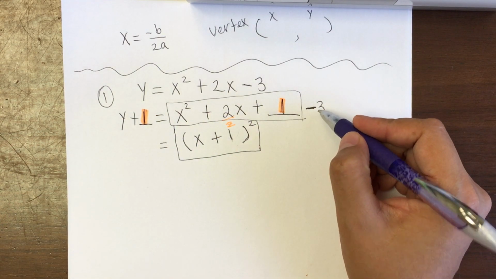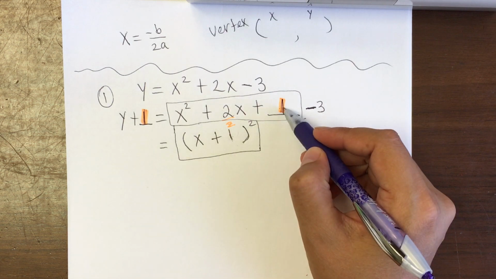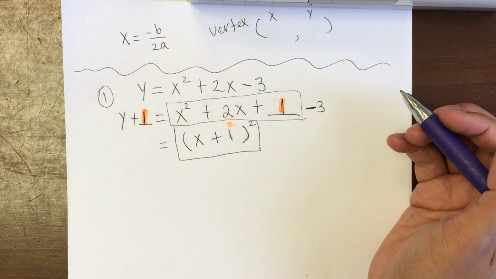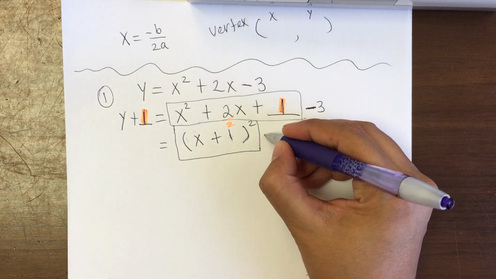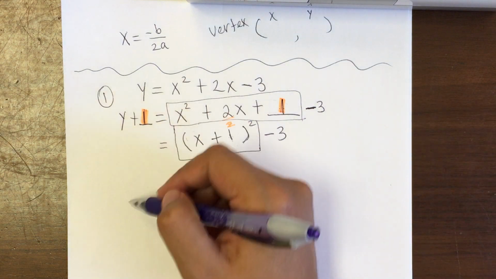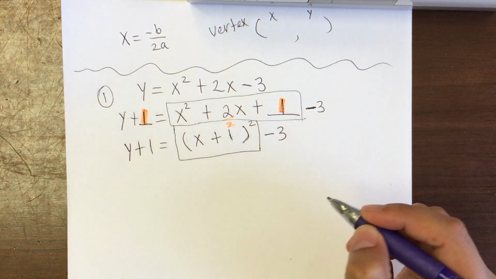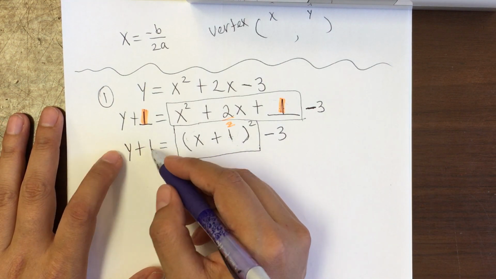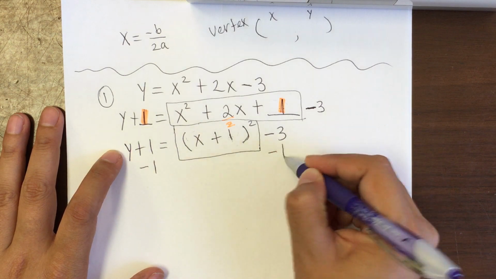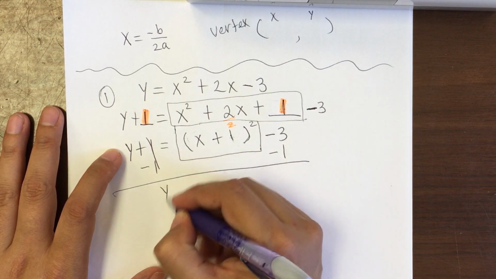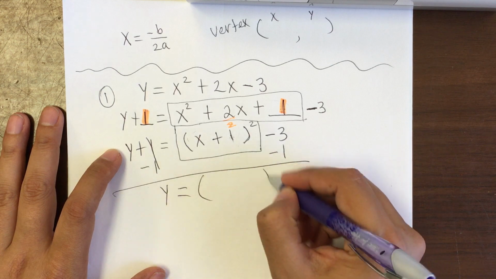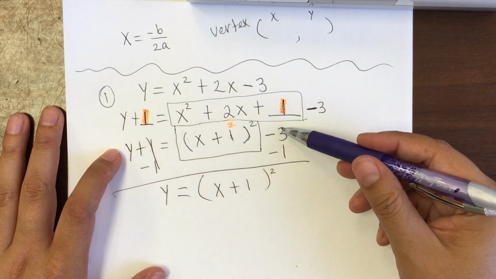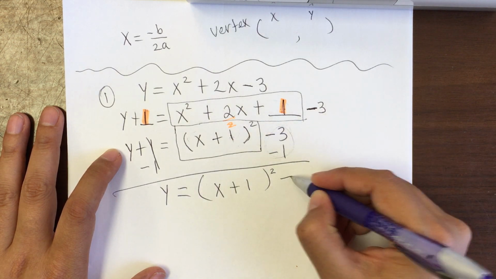So this comes from here. This whole thing is the same as this polynomial. However, we have this negative 3, so we need to bring it down. And in here we have y plus 1. But then we cannot have this 1 in here, so we're going to cancel this 1. And so my y is going to be equal to x plus 1 squared, and then minus 4.